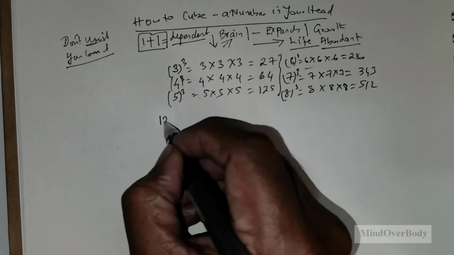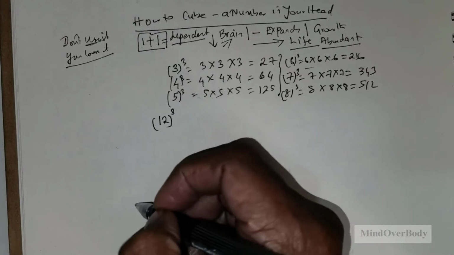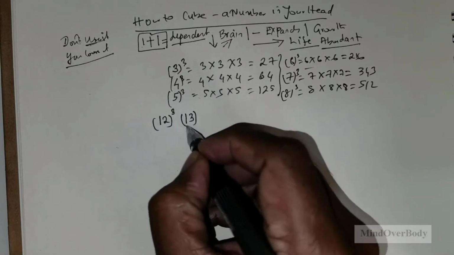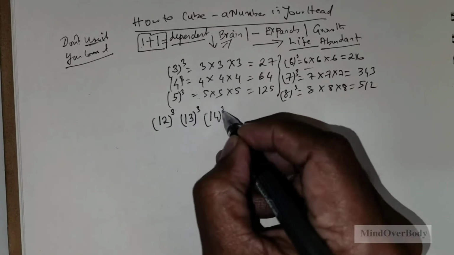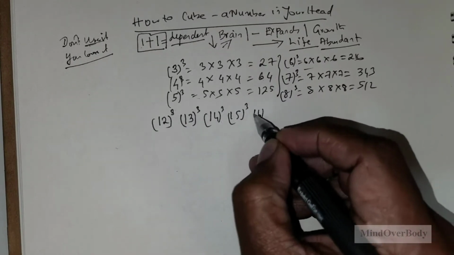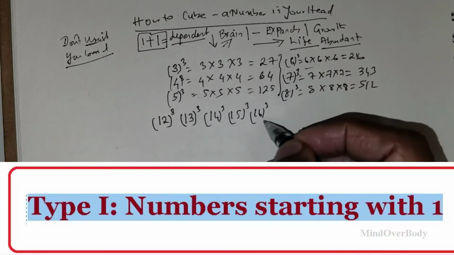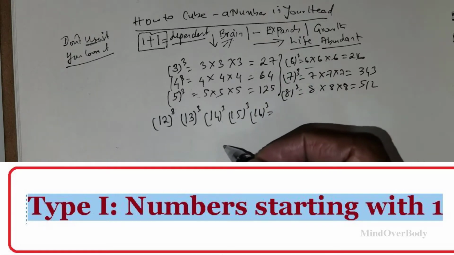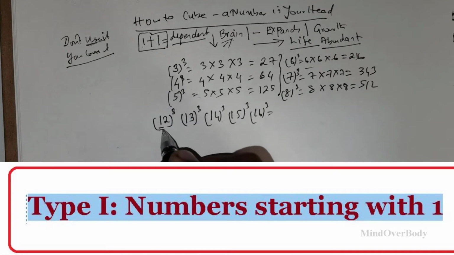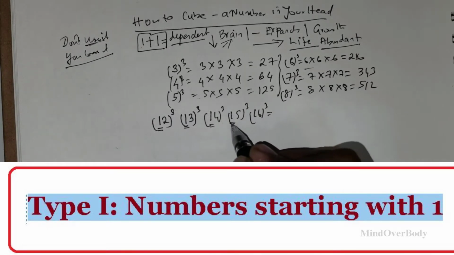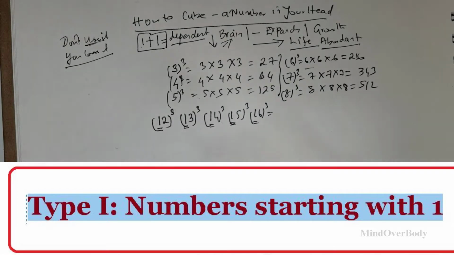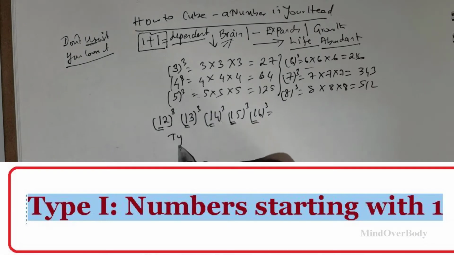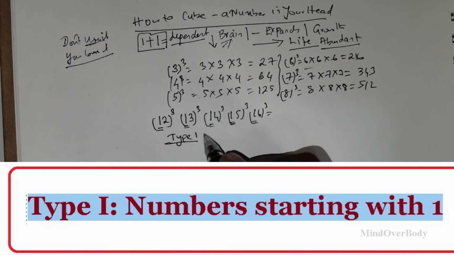Now, what would happen if somebody were to give you 12 cubed? How would you get it? Imagine if someone were to give you 13 cubed, or 14 cubed, or 15 cubed, or 16 cubed, and so on. How would you use your head to get these values? If you make an observation here, these numbers start with 1. Have that in mind. The type which I'm going to show you is called type 1. So, what is type 1?